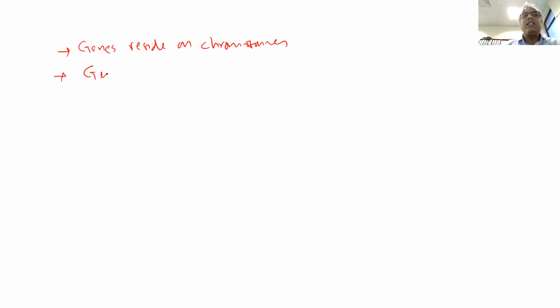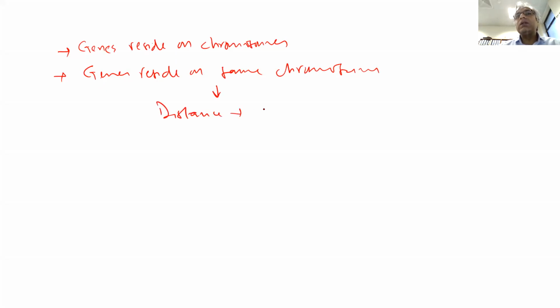And if genes reside on the same chromosome, based on the distance between the two genes, they will undergo genetic recombination in meiosis. Sir, I have a question. Please go ahead. Sir, basically, does that mean that the more distance there is, by repeatedly crossing, that distance will keep increasing? No, genes have been set, where they are, they will stay there.